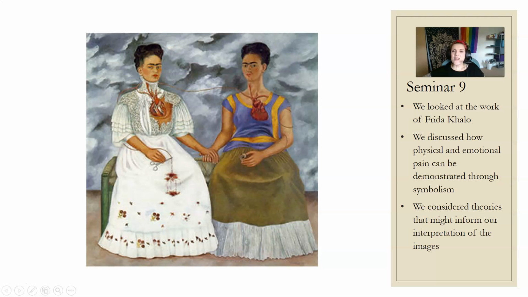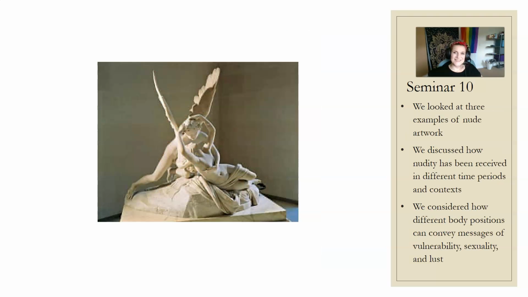In Seminar 9, we looked at the work of Frida Kahlo, and we discussed how physical and emotional pain can be demonstrated through symbolism. We also considered theories that might inform our interpretation of the images. And finally, in Seminar 10, we looked at 3 examples of nude artwork, and we discussed how nudity has been received in different time periods and contexts.